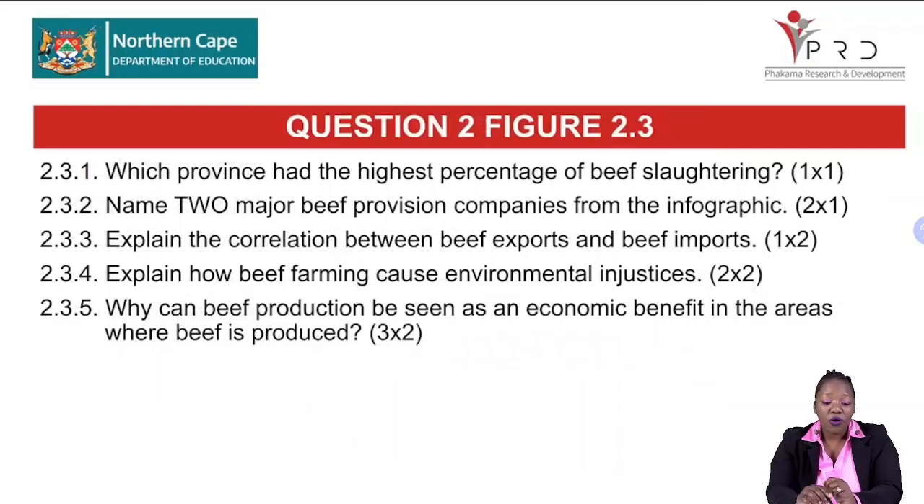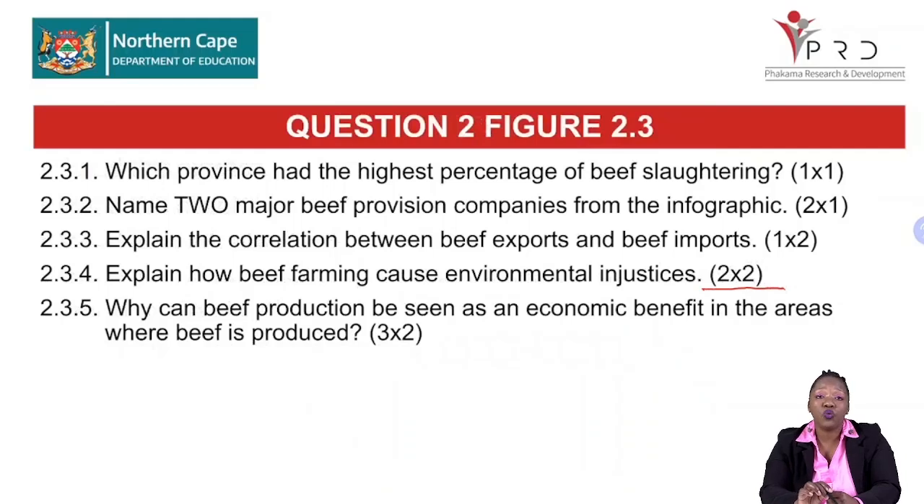Then number 4, you explain how beef farming causes environmental injustices. As you can see, the question did not tell you how many answers you should give, but by looking at the mark allocation, you see you need to give 2 answers because of 2 times 2.